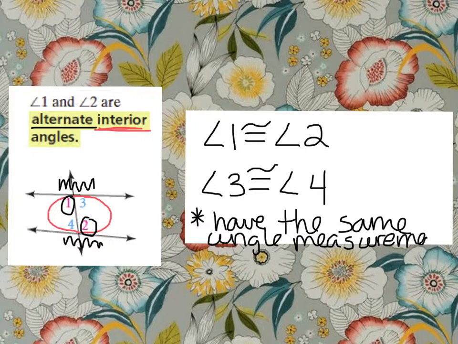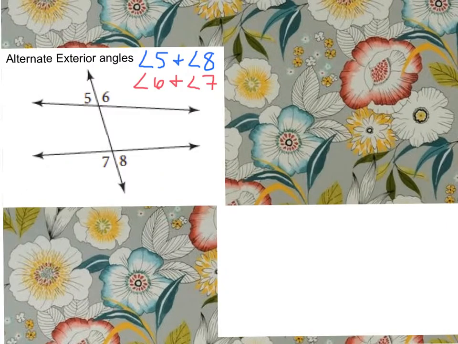If you know that, that can really come in handy when looking at polygons or looking at different examples that you might see in class, like on the Ready, Set, Go assignment or on a test or quiz. If you know that they're alternate interior angles, then you can say that they have the same measurement and they're congruent. Okay, here we have alternate exterior angles.